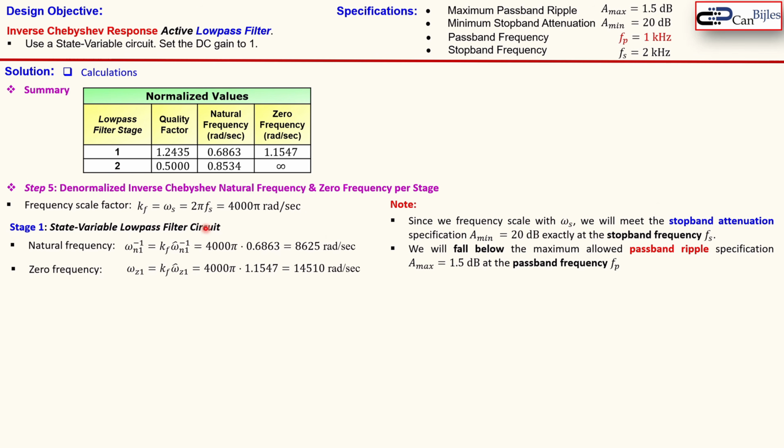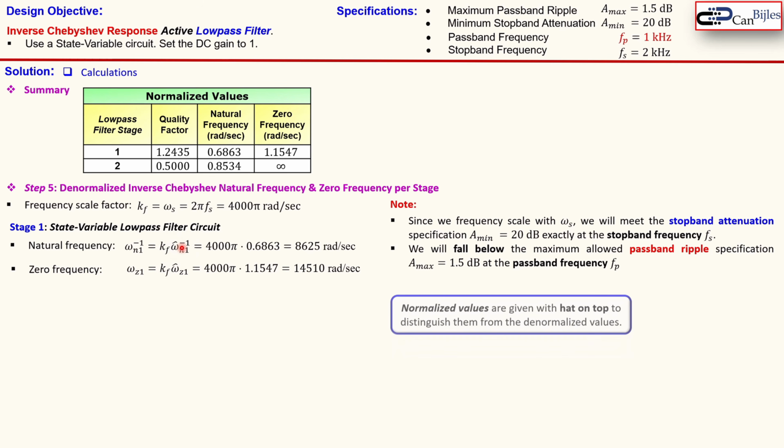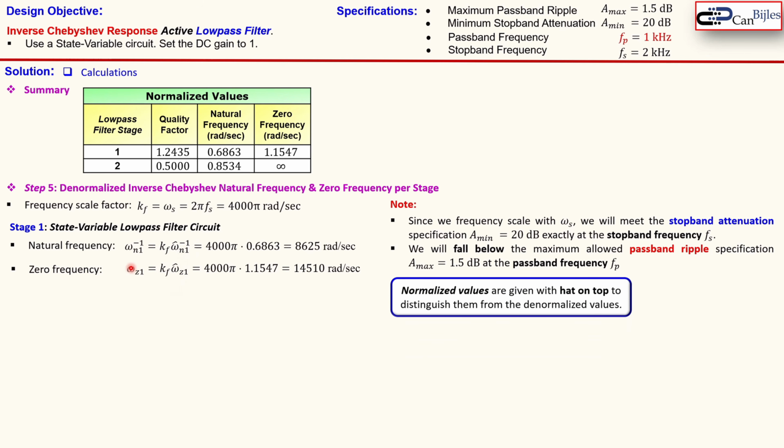Okay, using these values, now we can do the denormalization for stage 1 for the natural frequency and the zero frequency. You see the formulas, you see the kf here. Now we will use this hat on top of it, to distinguish that from the denormalized values. Of course, it's getting a little bit crowded with the subscript and superscript, so I try to make it more readable. But you need to use these values here and then multiply that by kf. You get this value for the natural frequency denormalized. Similar form for the zero frequency for the first stage.